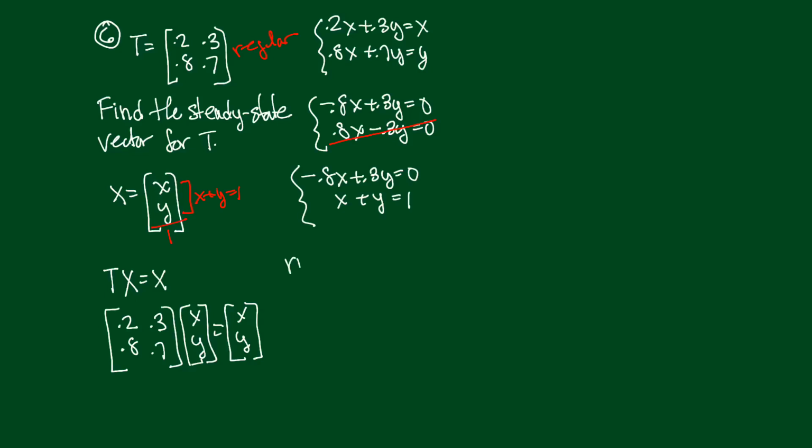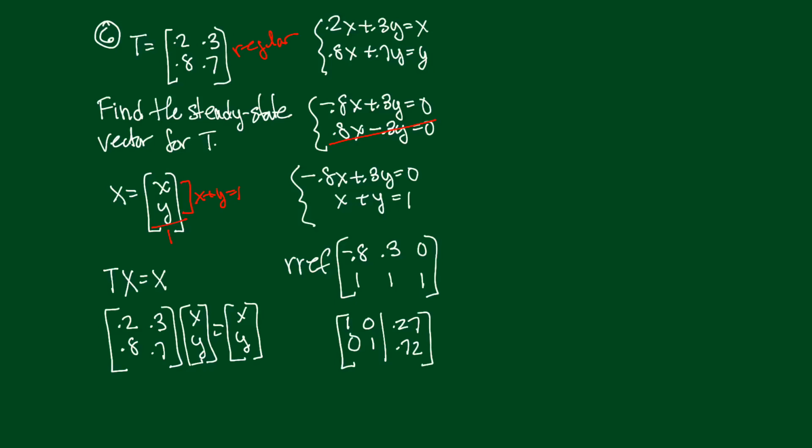So why don't we RREF this. Now I'll read down the columns, negative 0.8 and 1, 0.3 and 1, and 0 and 1. I'm going to RREF this, and I got, well, you know how it starts, 1, 0, 0, 1, and I'll put the line in. And then I got 0.27 and 0.72. All right, so our steady state vector is 0.27 and 0.72. Right, that is our steady state.